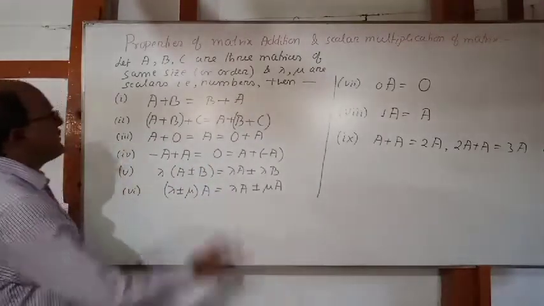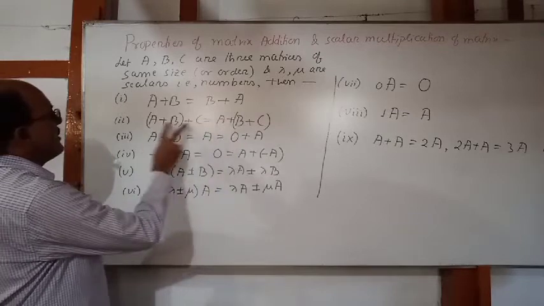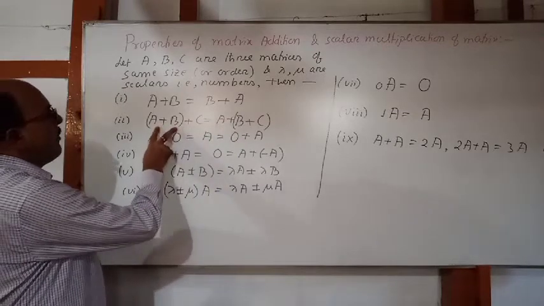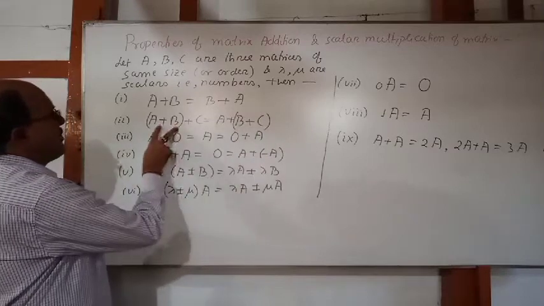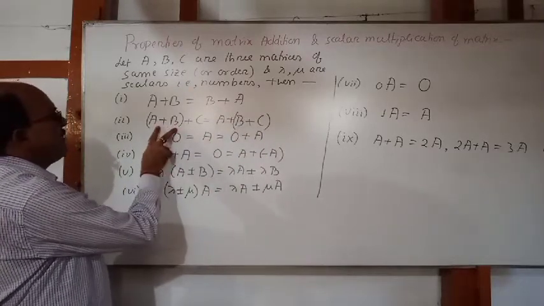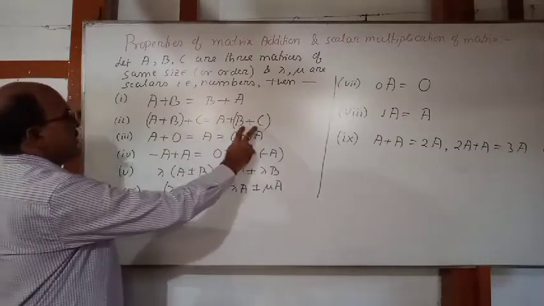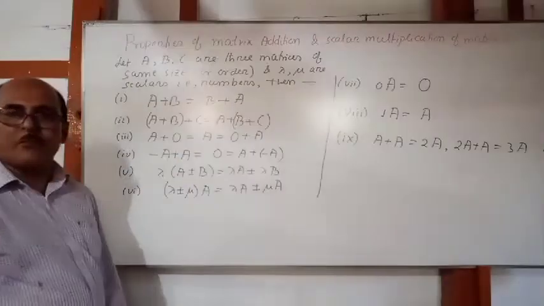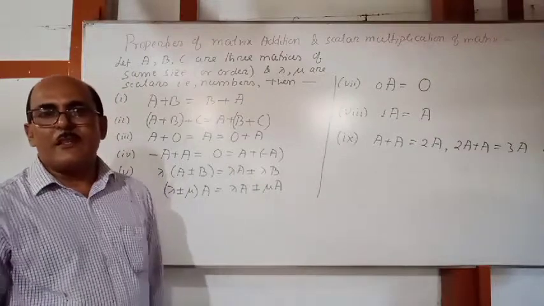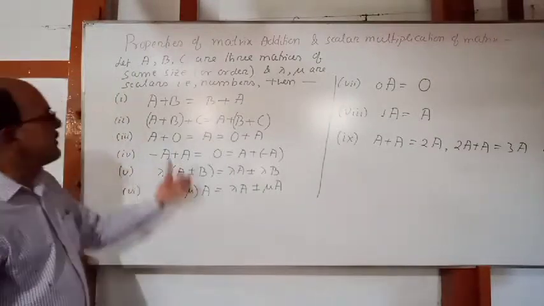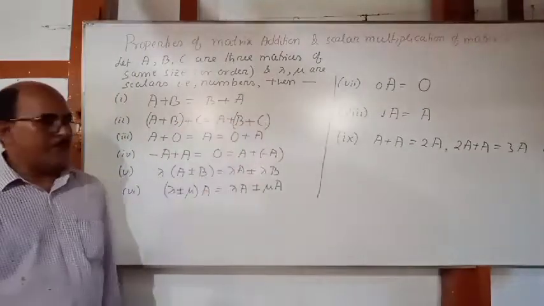Then number 2 is matrix addition is associative. First two added or last two added first. Bracket changes. You can associate A and B first, or you can associate B and C first. Answer will be same. This is called associative property. Addition of real numbers or complex numbers or addition of functions are associative. That's why matrix addition is also associative.